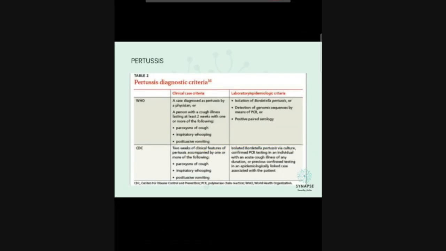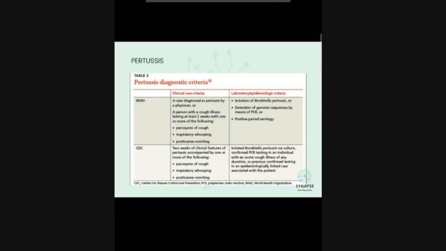Next, pertussis diagnostic criteria. The first criterion is any physician who diagnoses pertussis by clinical findings. The case diagnosed as pertussis by a physician, or a person with cough illness lasting at least 2 weeks with one or more of the following: paroxysms of cough, inspiratory whooping, post-tussive vomiting.